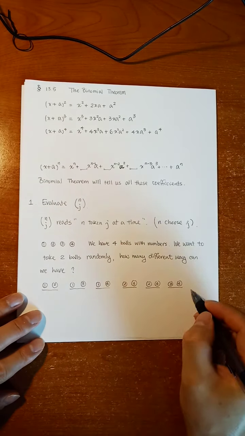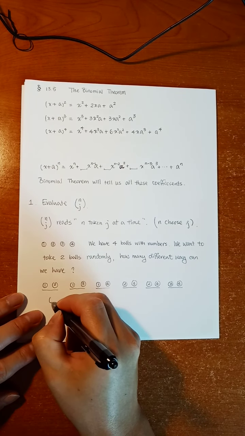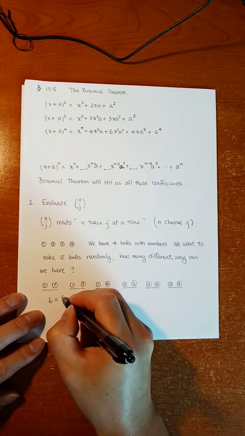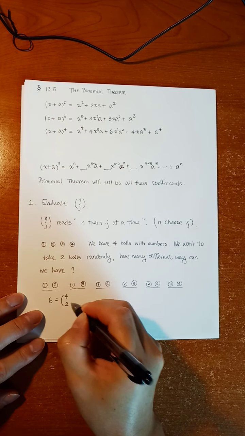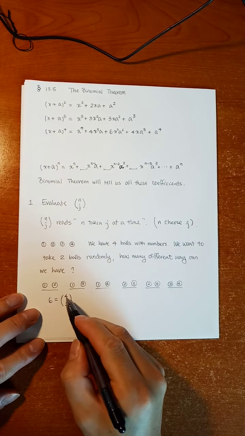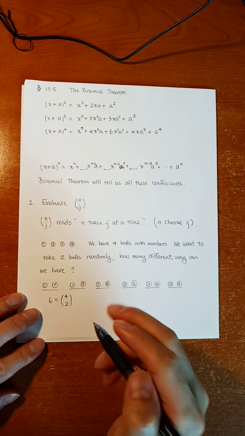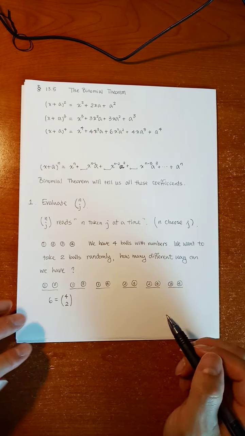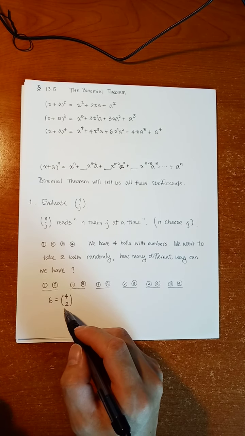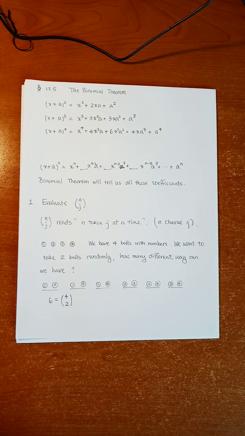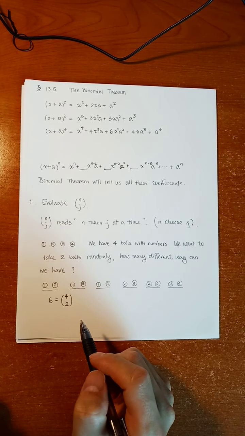Okay, this number 6, we denote it as 4 choose 2. From 4 balls, we choose 2. This is number 6. So that's the origin of the combinatorics number from the practice. How do we understand it?